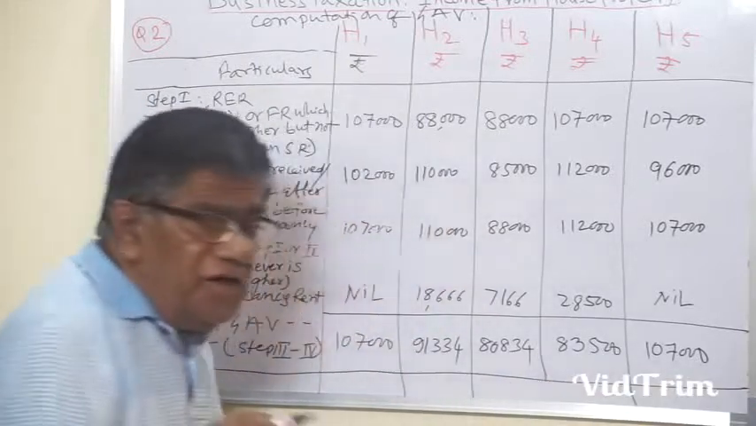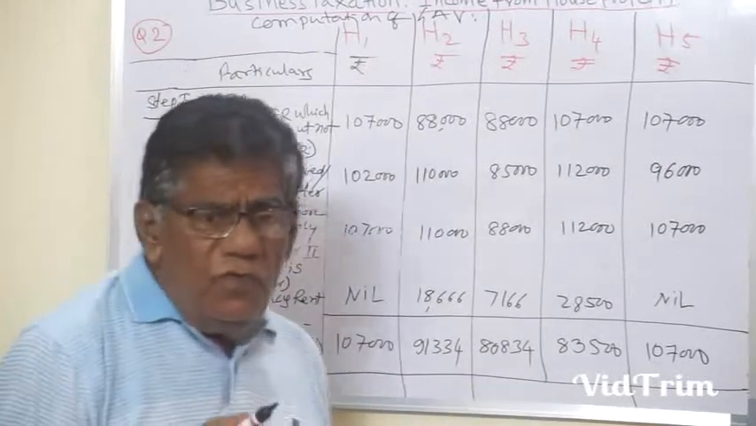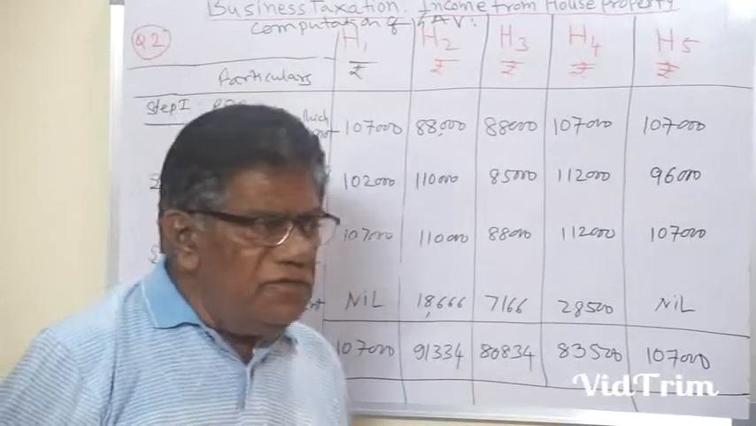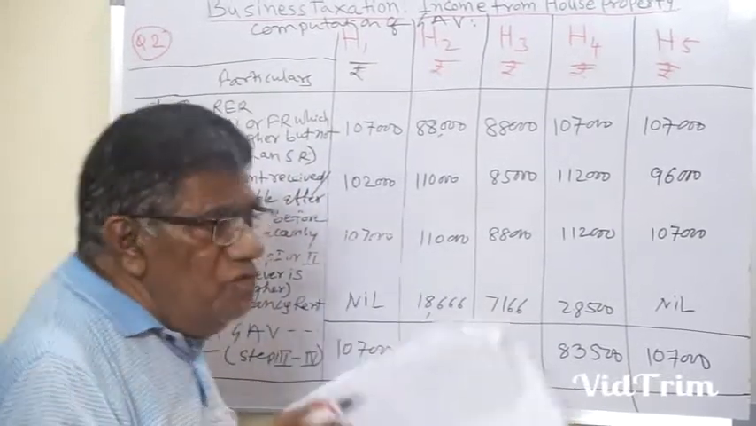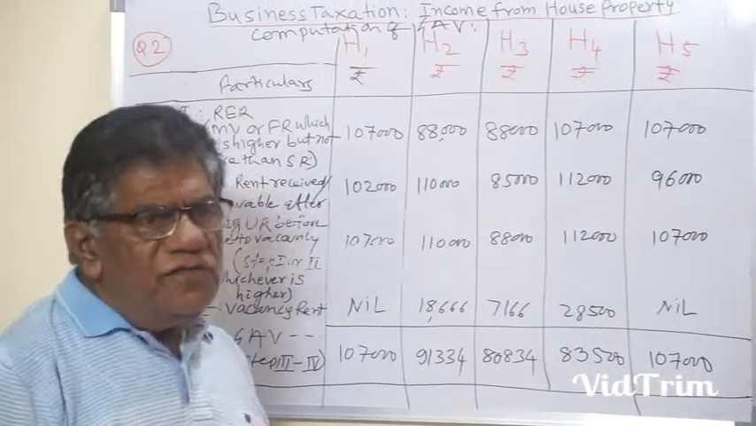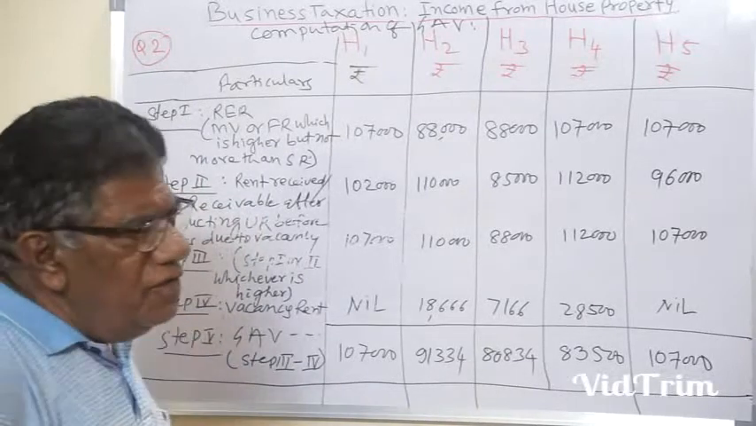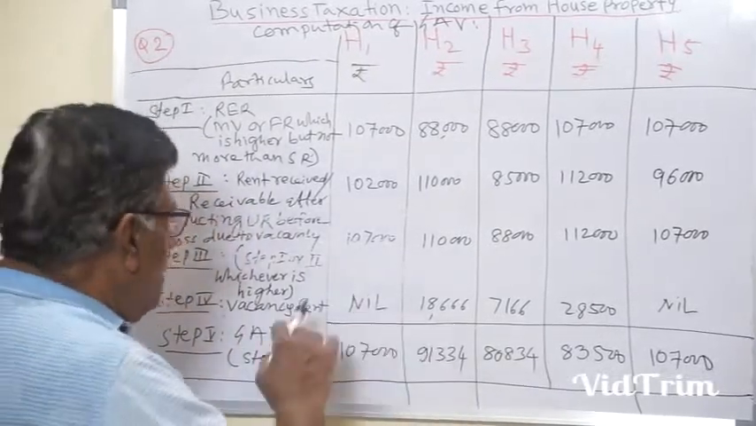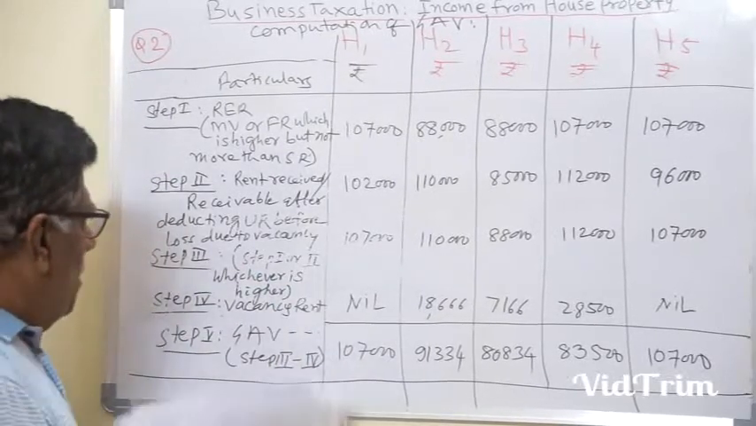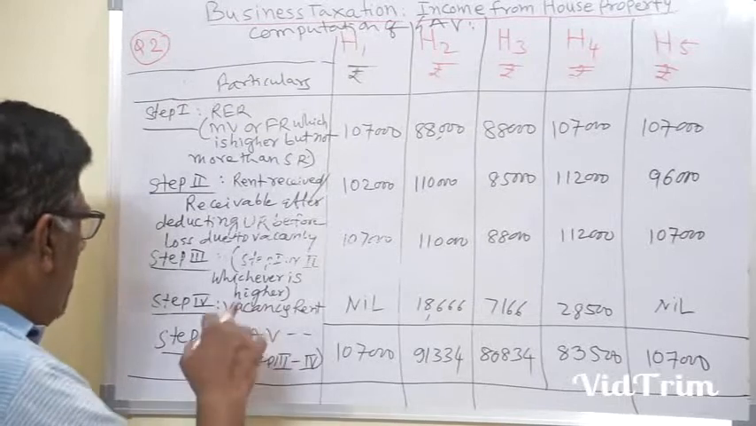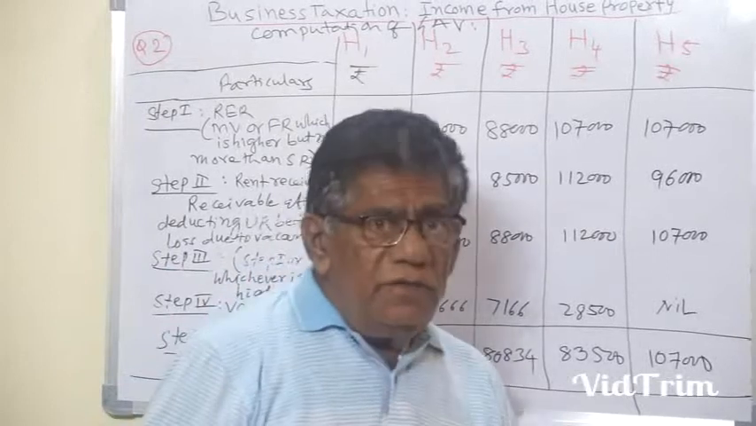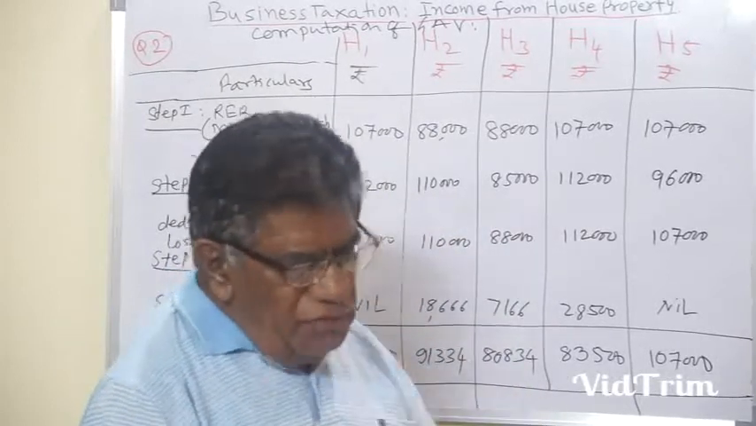This is a typical problem. After going through questions 1 and 2 related to computation of gross annual value, you might have got a 100% understanding of this, and this calculation is required for further solving the problem. So here we have covered all the steps and vacancy period rent. In addition to that, unrealized rent is also covered here. Then we go for the next problem.